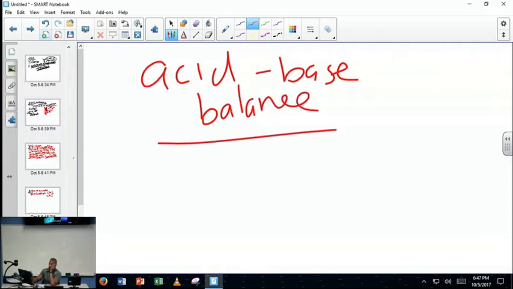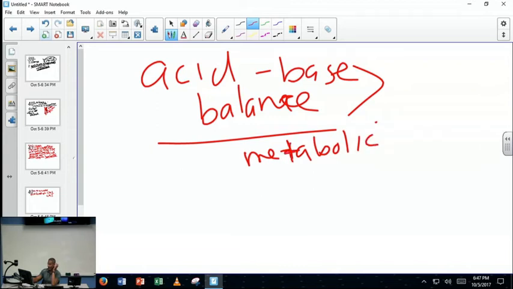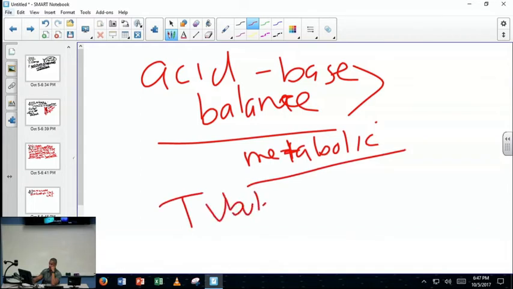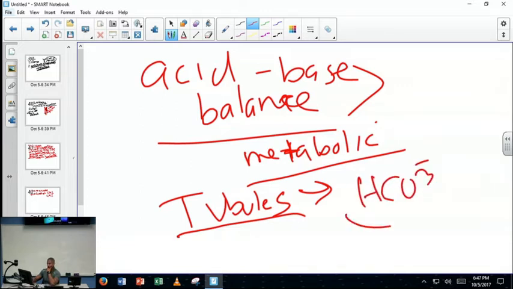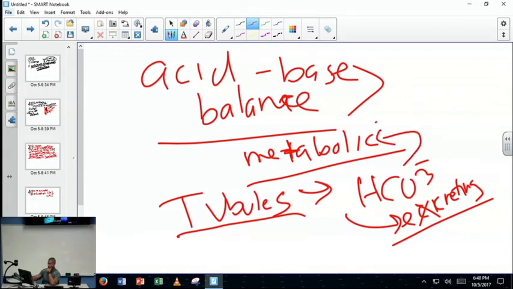You have two different forms of acid-base balance. We're talking about metabolic. We're talking about the kidneys, right? What do you think is going to happen when tubules are not functioning? What does your tubules want to reabsorb? It's not reabsorbing bicarbonate. Instead of reabsorbing bicarbonate, it's excreting it. So unfortunately, you start developing a metabolic acidosis.